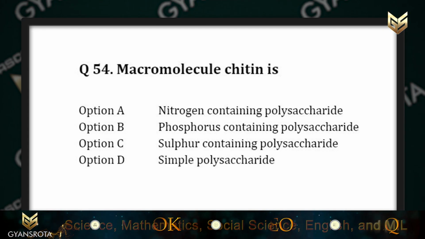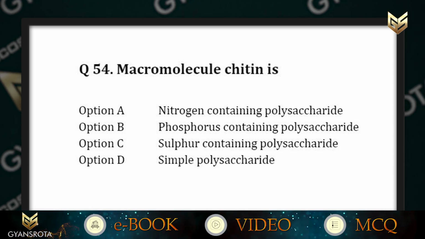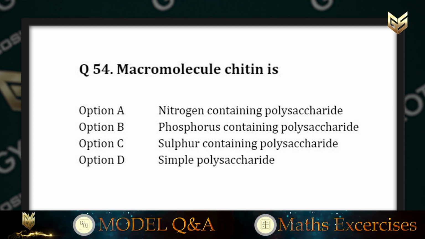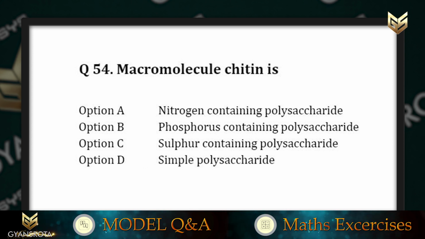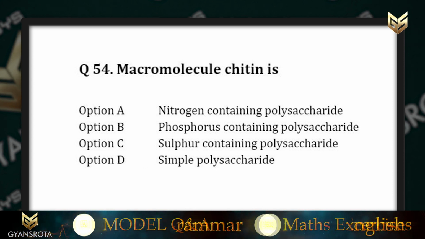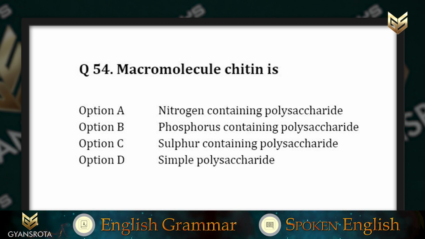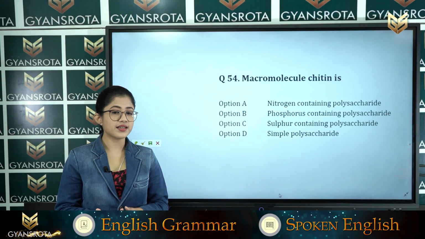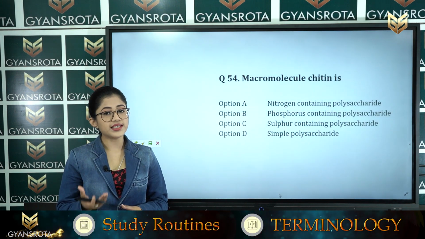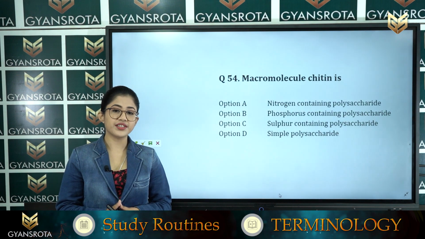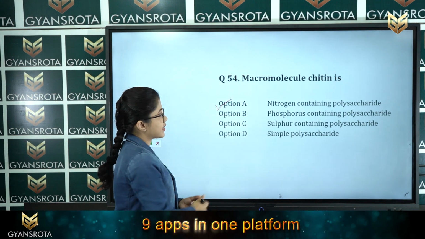Now in this question you can see macromolecule chitin is option number A, nitrogen containing polysaccharide. Option number B, phosphorus containing polysaccharide. Option number C, sulfur containing polysaccharide. Option number D, simple polysaccharide. Student, what is the correct answer? Macromolecule chitin is a nitrogen containing polysaccharide. It has come from the chapter biomolecules. So among these four options, option number A is the correct answer.